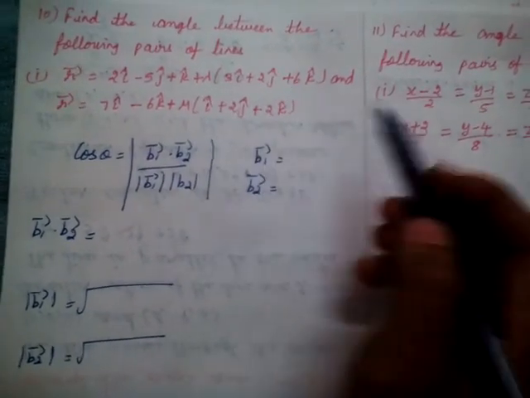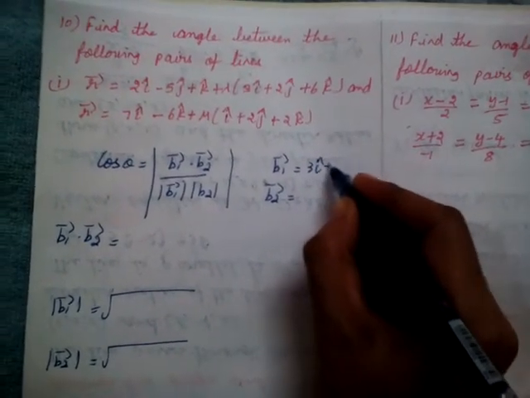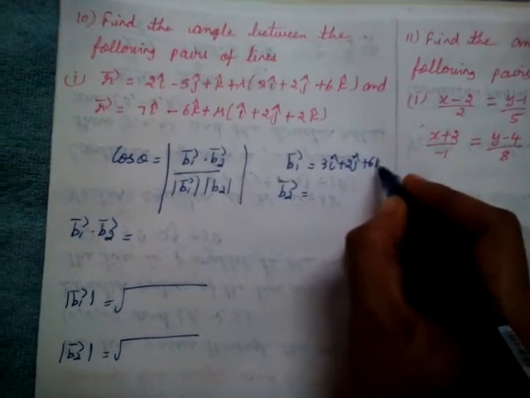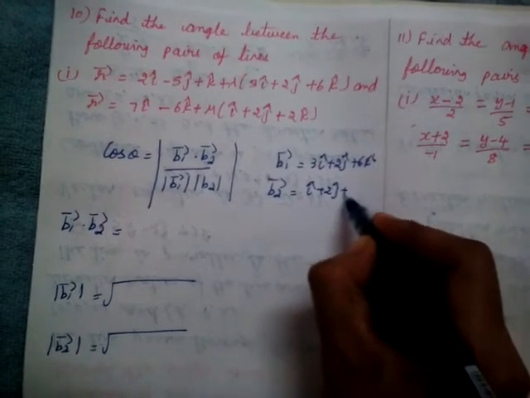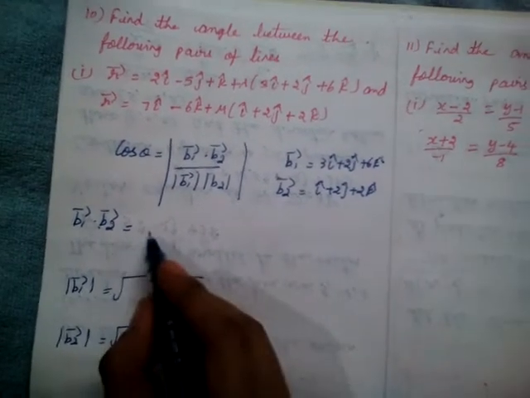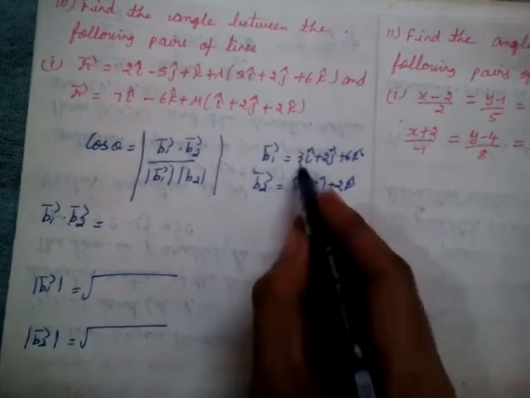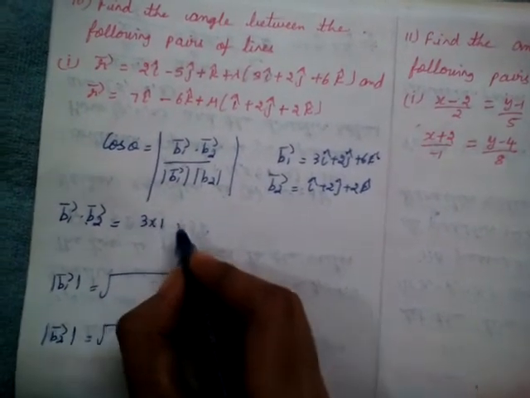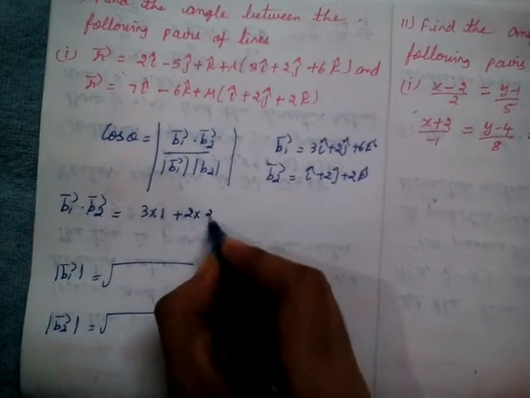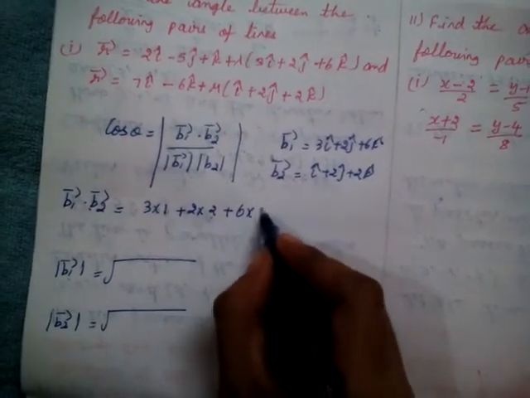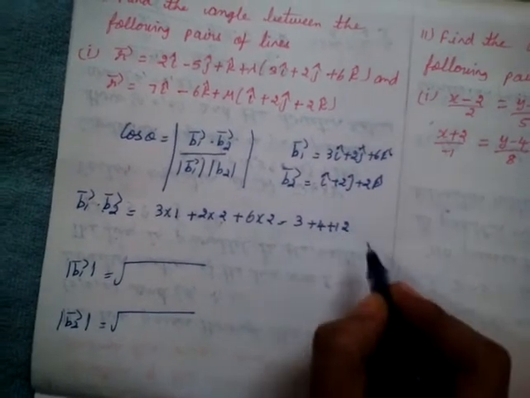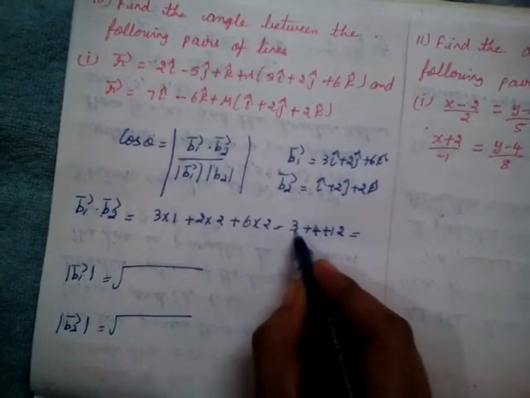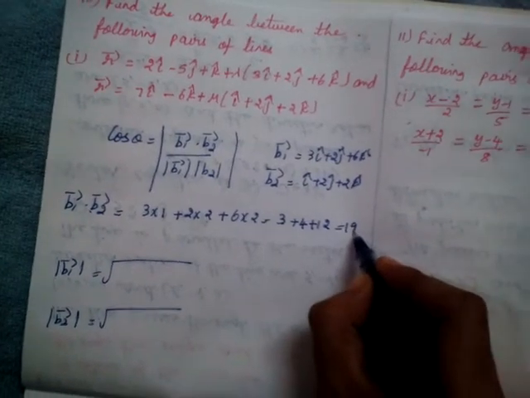So what is b1 given here? b1 is this vector. So b1 is 3i plus 2j plus 6k cap. b2 is i plus 2j plus 2k. Now take the dot product of these two. So b1 dot b2 becomes 3 into 1 plus 2 into 2 plus 6 into 2, which is 3 plus 4 plus 12. 4 plus 3 is 7, 7 plus 12 is 19. This is 19.